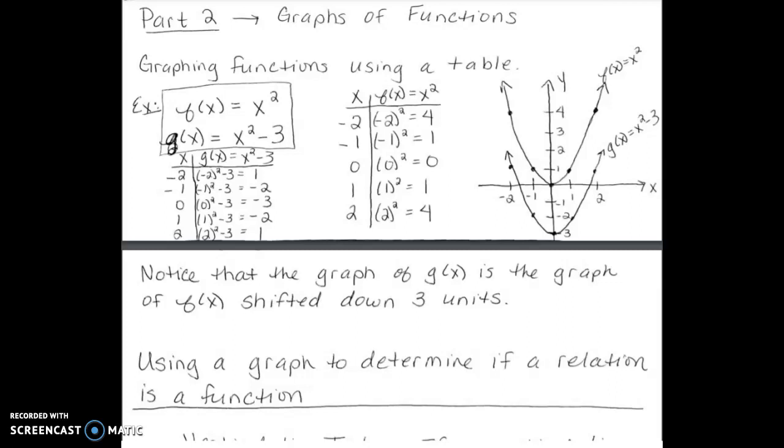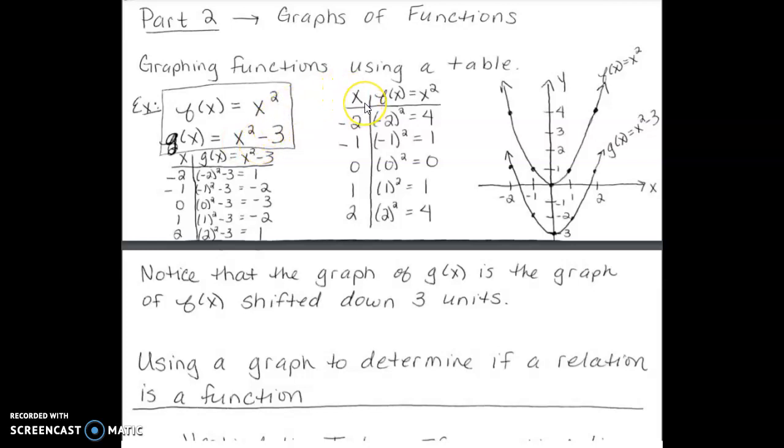So this first problem asks us to graph two functions that are related to each other on the same coordinate plane and then describe the relationship that we notice. So our first function is f of x equals x squared, and our second one that we're going to graph is g of x equals x squared minus 3.